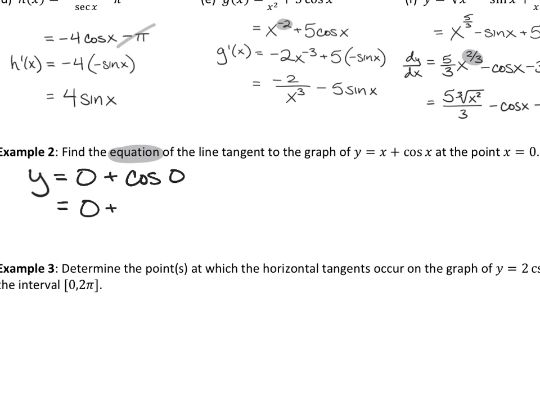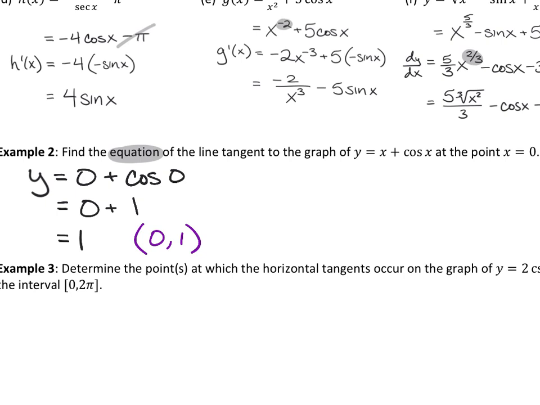It should be like a number. Cosine of 0 is 1. So 0 plus 1 is 1. So what is my coordinate point here? 0, 1. Fabulous. There's my point.